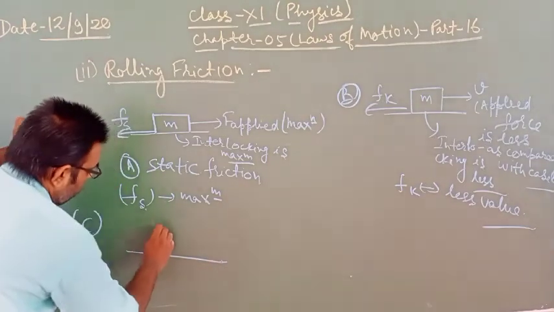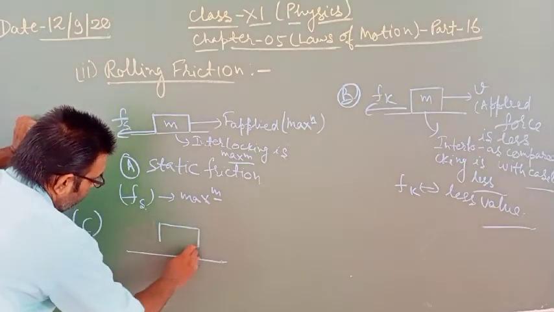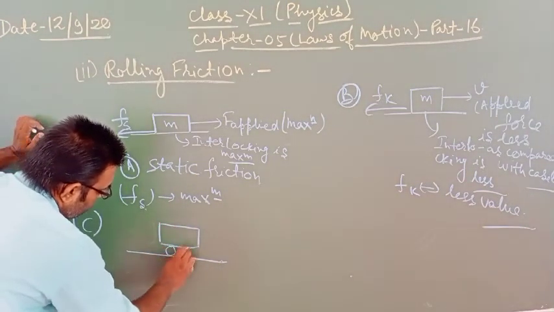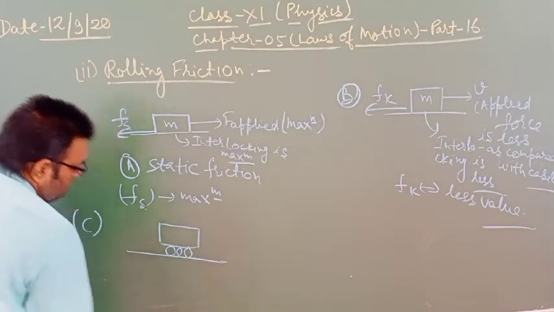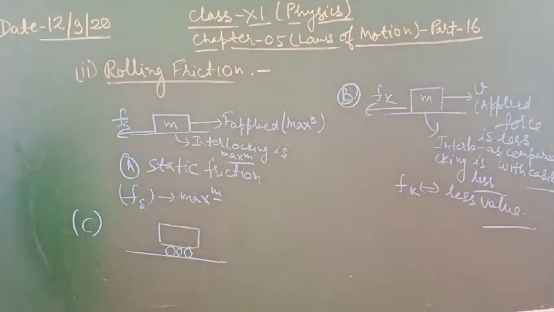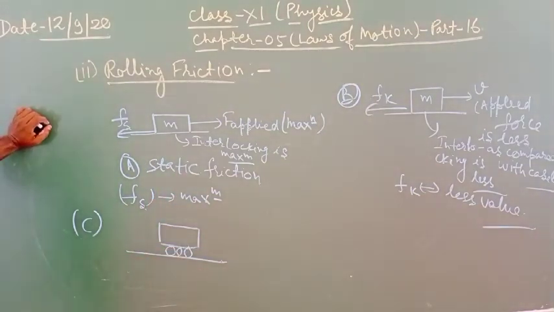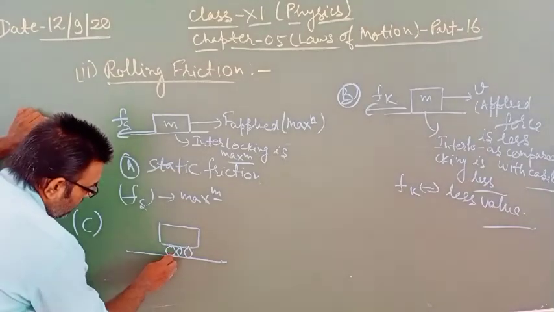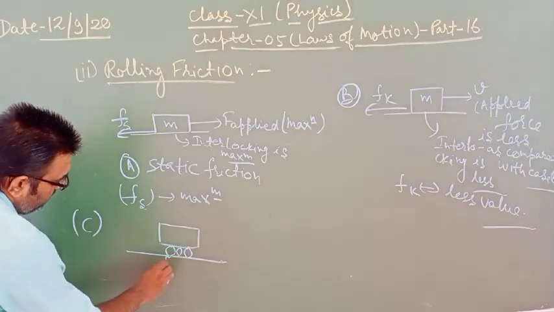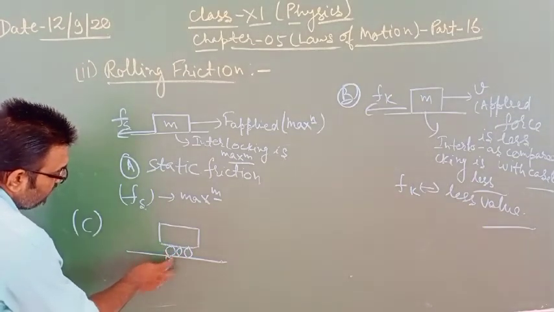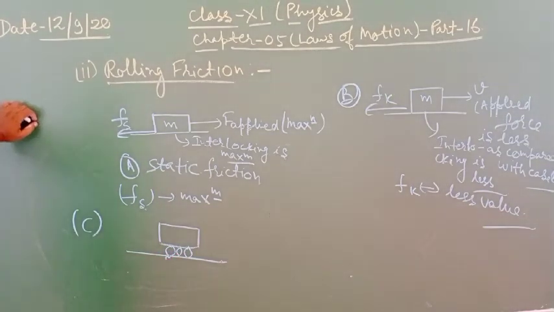Now we will see the third case for the same block of mass m. If we apply wheels on this box, now look here. The normal reaction is the same. Normal reaction is not going to change. But the interlocking between the wheels and the floor is less.